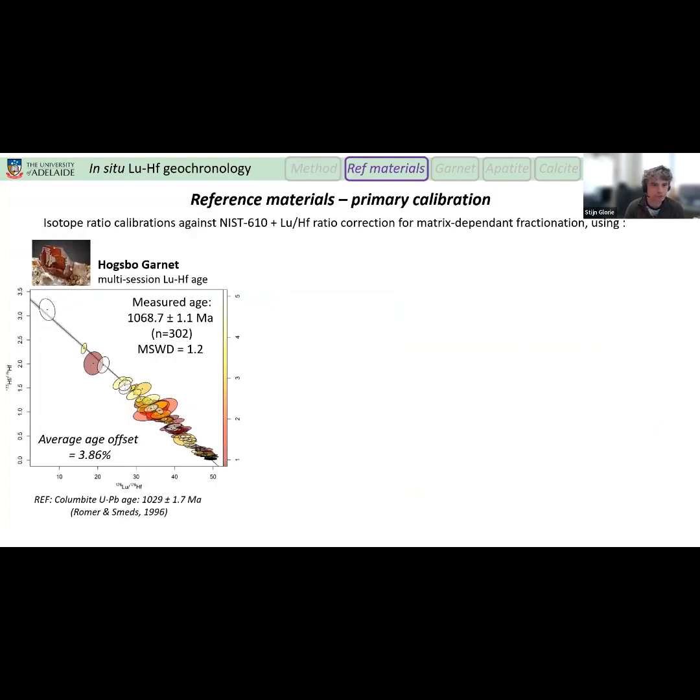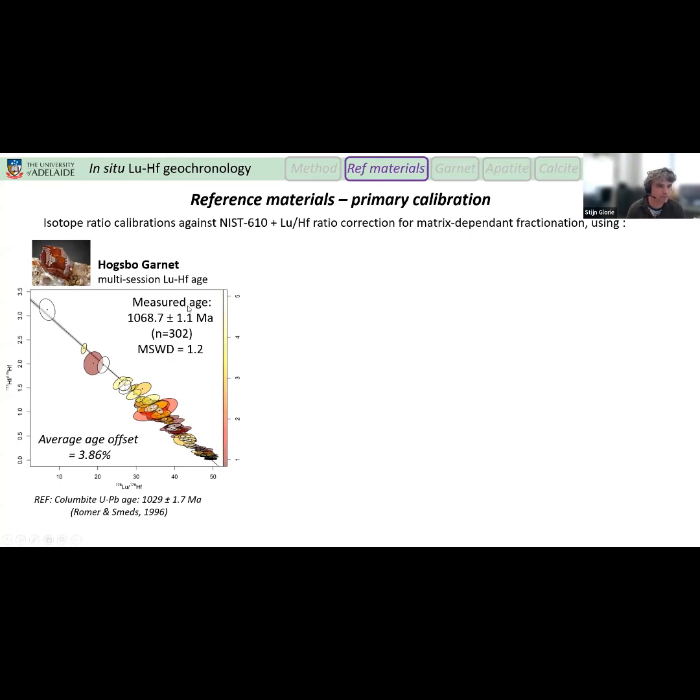All right, let's go now through some of our reference materials that we use for calibration purposes. At the moment, there is no natural material that is homogeneous enough that we can use as primary, as in the primary that we use to calibrate for drift issues and to normalize against. So we still use a glass, which is in most cases NIST 610, to do our primary calibration. But because the matrix of a glass is not the same as a garnet or an apatite or a carbonate, we have to use a different standard to calibrate for what we call matrix-dependent fractionation. So the ratio lutetium to hafnium is also dependent on the matrix.